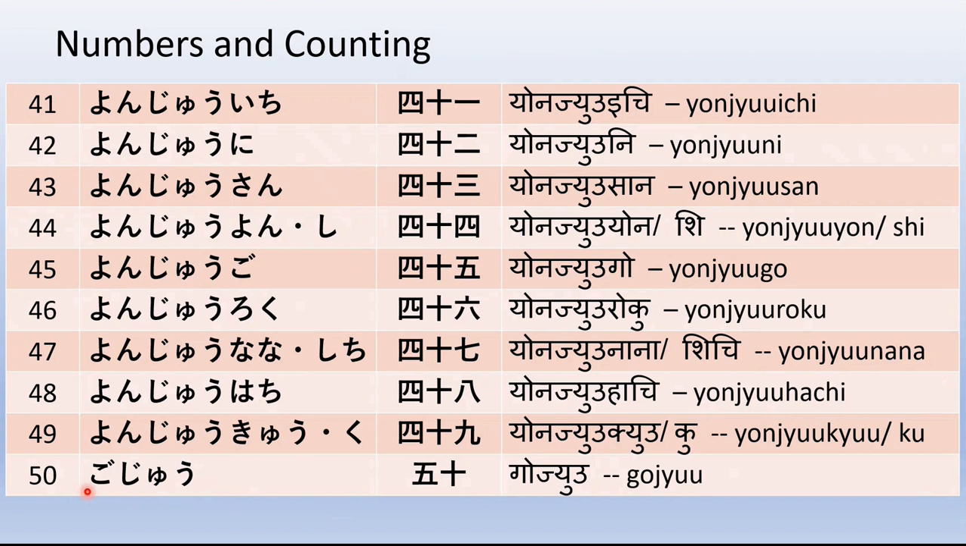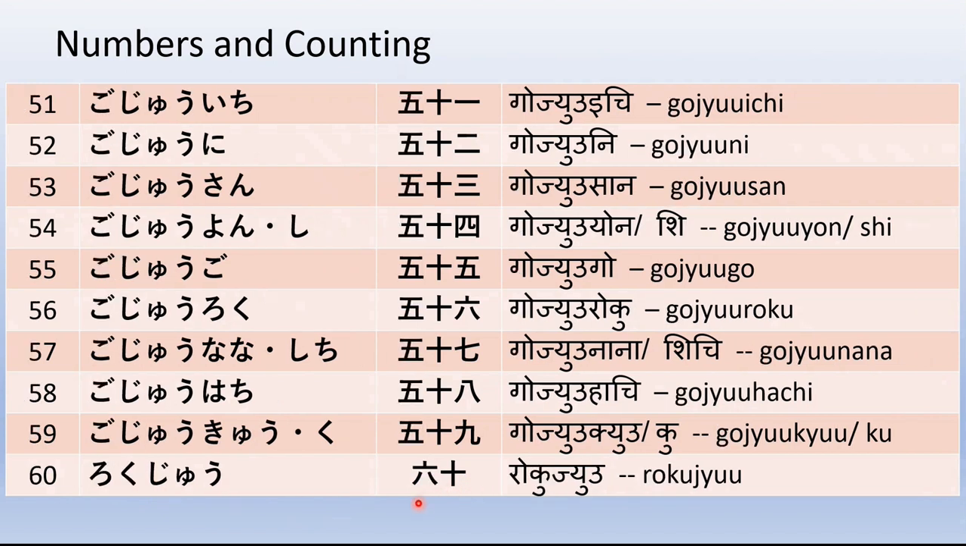Goju. Go for 5, Ju for 10. Goju, 50. Next is Goju Ichi, 51. Goju ni, 52. Goju san, 53. Goju yon, 54. Goju go, 55. Goju roku, 56. Goju Nana or Goju Shichi, 57. Goju Hachi, 58. Goju Q, 59, and Rokuju. Rokuju is 60.